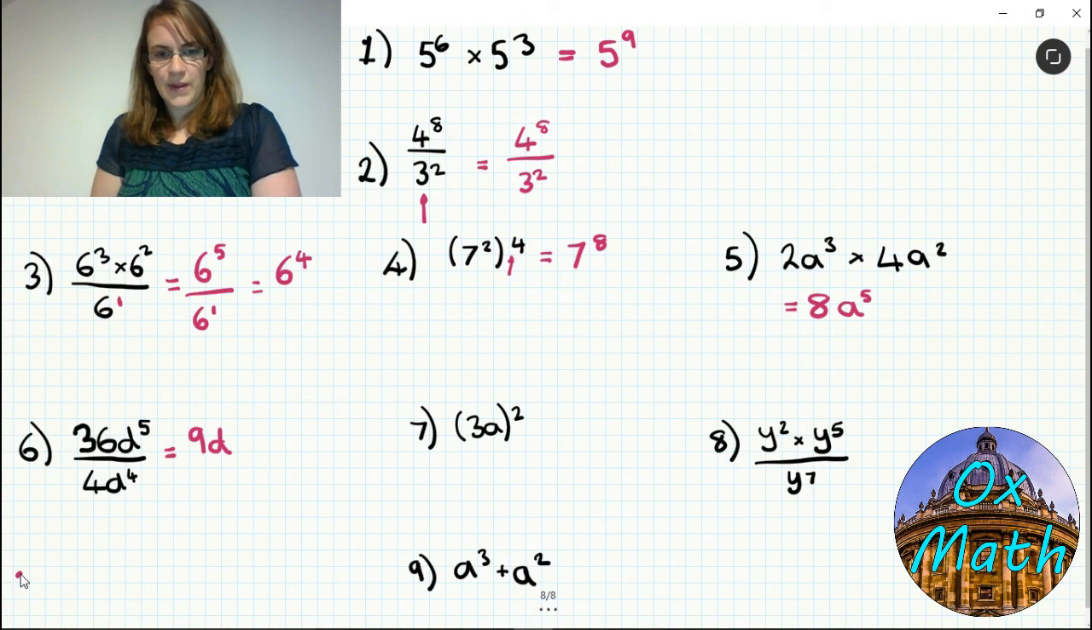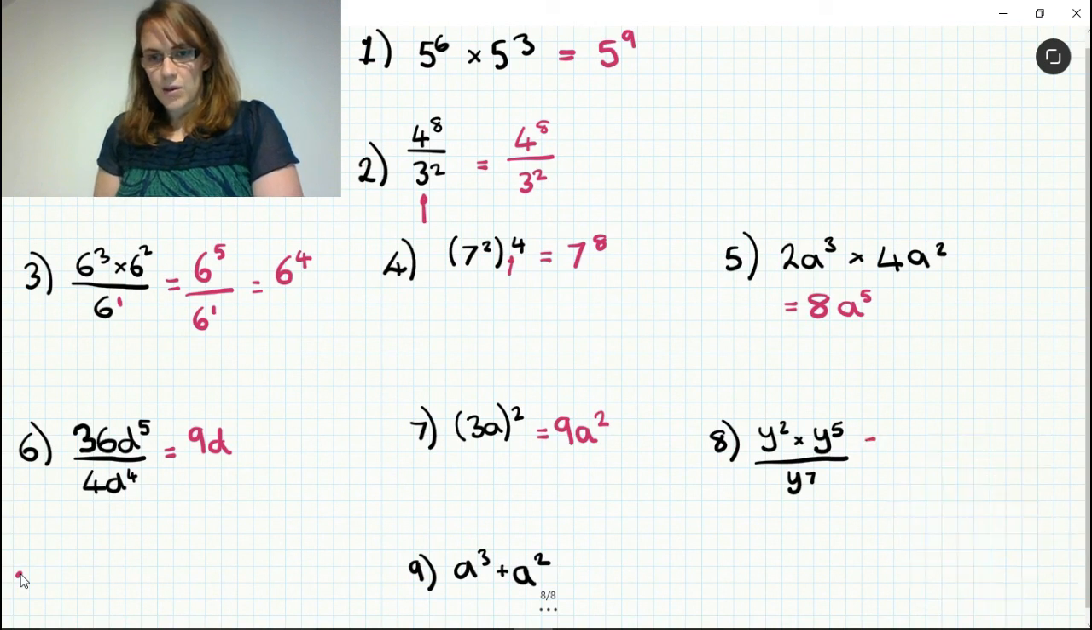Number 7, then 3a squared means that the 3 is used twice in a multiplication. So we've got 3 times 3, which is 9. And then the a is used twice in a multiplication, so that is a squared. So 3a all squared is the same as 9 lots of a squared.